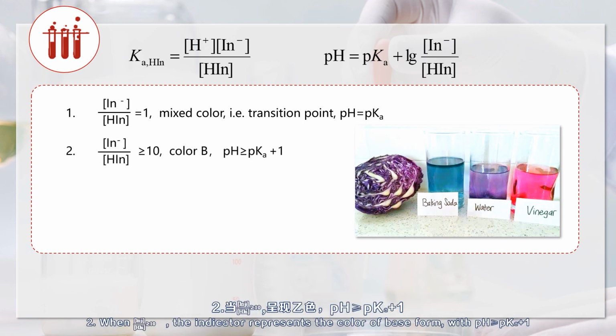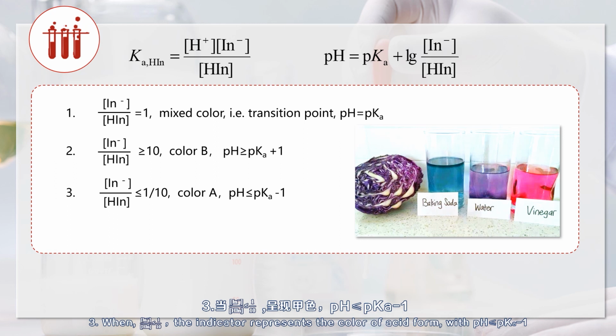Second, when the concentration of the ion divided by HIN is larger than 10, the indicator represents the color of the base form, with pH larger than pKa plus 1. Third, when the concentration divided by the HIN concentration is less than 1/10, the indicator represents the color of the acid form, with pH less than pKa minus 1.